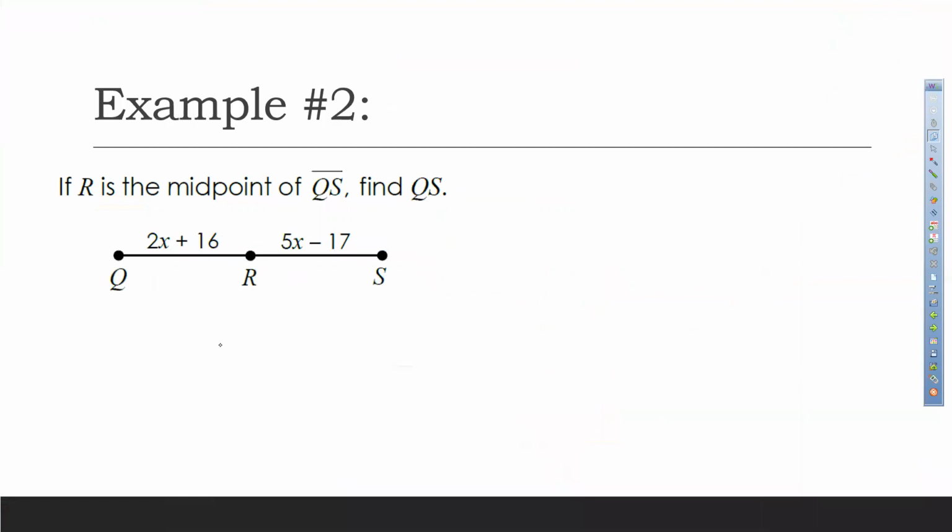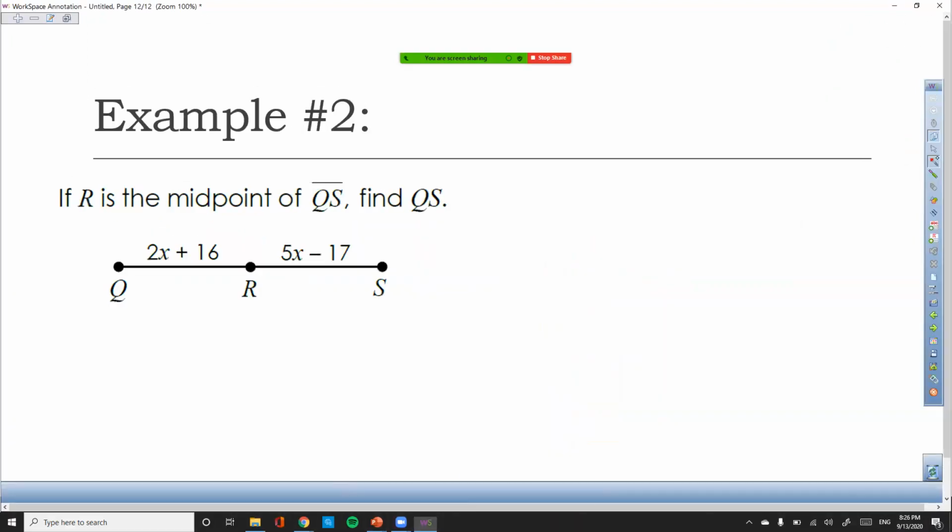Let's try another example. Again, here they're telling me that point R, this point, is right in the middle, the midpoint of segment QS. So again, I automatically know that if this point is right in the middle, segment QR is congruent, is equal, to segment RS. But now the question is asking me to find the length of segment Q all the way to S. That's what they're asking me for.